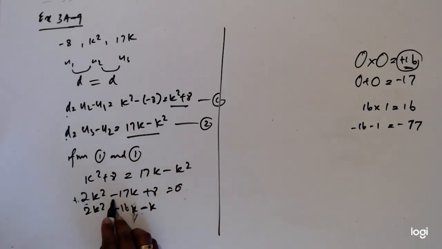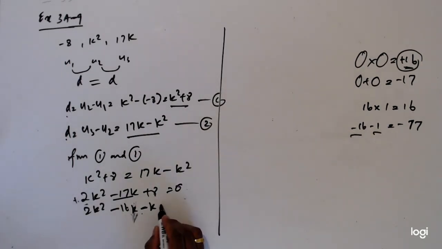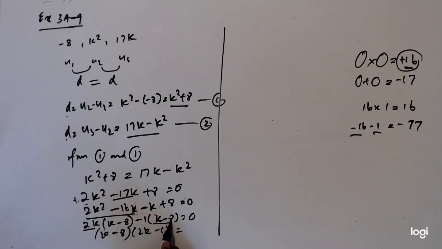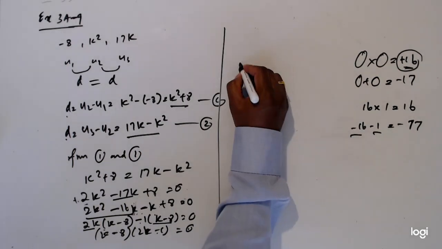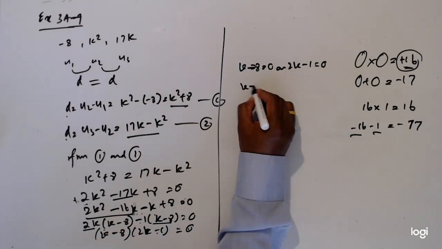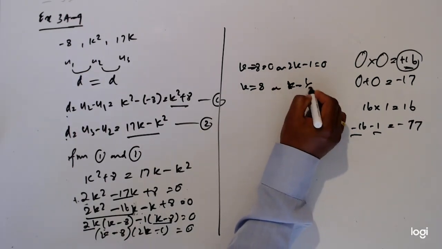So I break minus 17 into 2 and plus 8, equals 0. From here 2k is common: 2k(k minus 8). When I take that out, this is going to be k minus 8. Now from here, k minus 8 is common, and then 2k minus 1. When you take k minus 8 out, here remaining 2k, and here remains minus 1, equals 0. Hence k minus 8 equals 0, or 2k minus 1 equals 0. k equals 8 or k equals half.